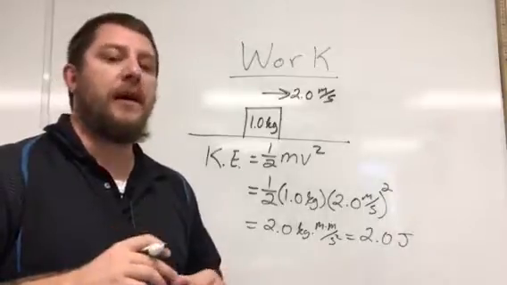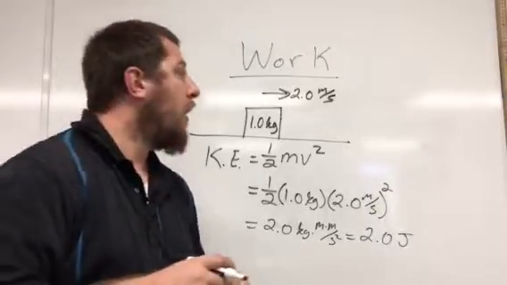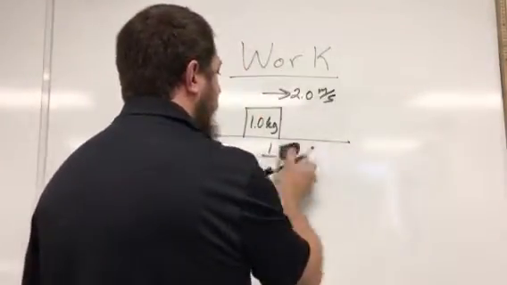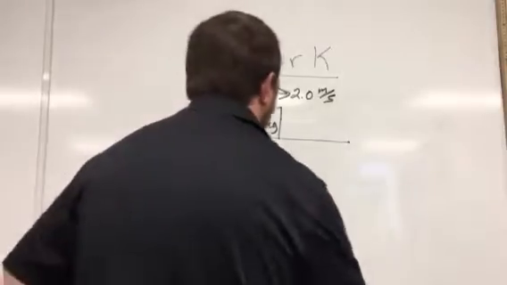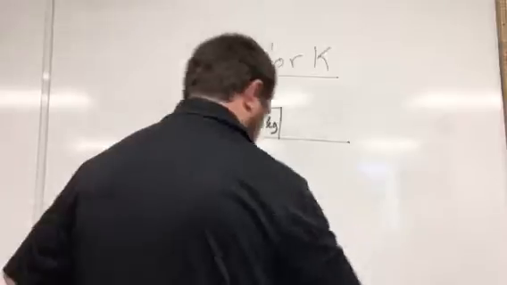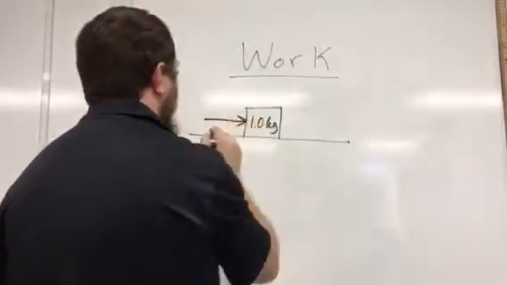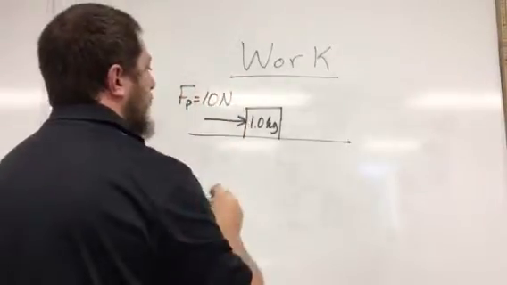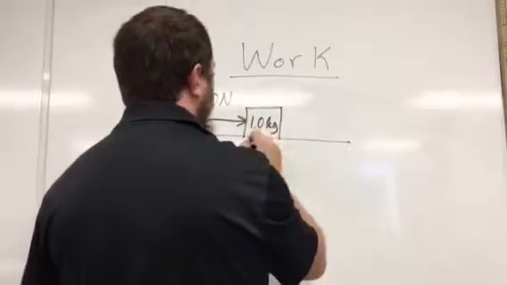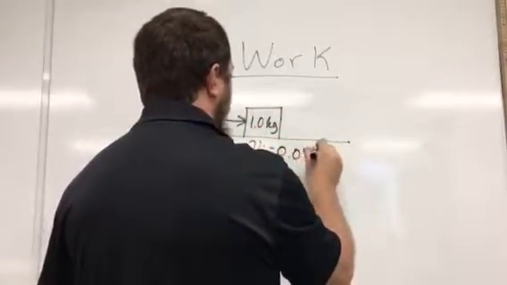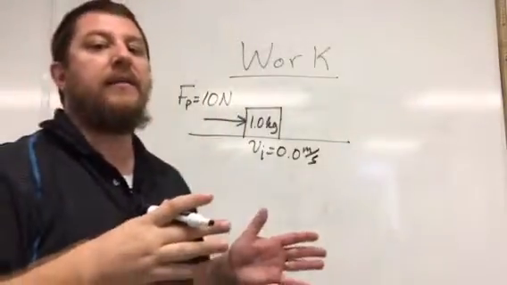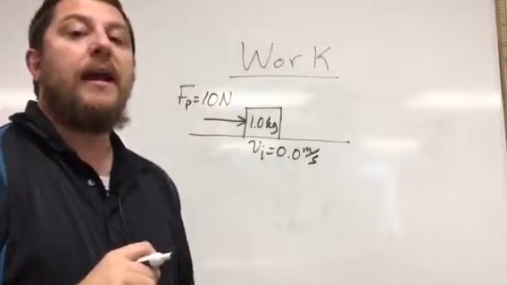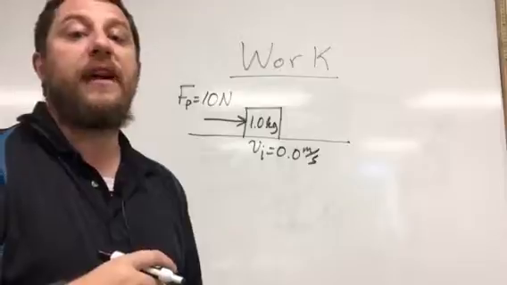Now let's do a slightly more complicated situation where let's say that an object is experiencing a pushing force. Let's say it's being pushed, and the pushing force is 10 newtons, and the initial velocity of the object is at rest. So you just have a block sitting on a frictionless surface, and you start pushing on it with a force of 10 newtons, and after 5 meters, we want to know what the final velocity is.